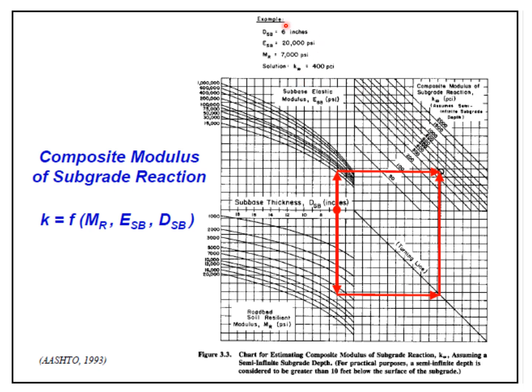Well, if you just look at this example, here the thickness of the subbase is 6 inches, E_SB is 20,000 psi, and the modulus of resilience is 7,000 psi. So after carrying out this exercise, we have got the composite modulus of subgrade reaction, that is 400 psi.